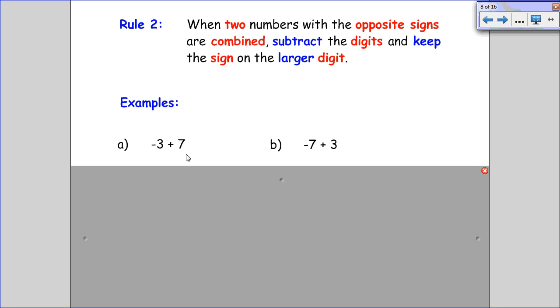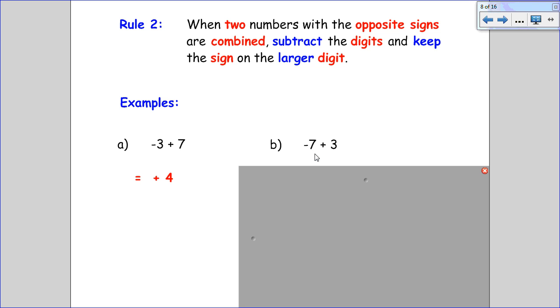So -3, +7, if I subtract them, I've got a 4, and there are more positives, so the answer is +4. If I look at part B, it's -7, +3. There are opposite signs. There are 4 more negatives than positives. 7 take away 3 is 4. More negatives, keep the negative sign.